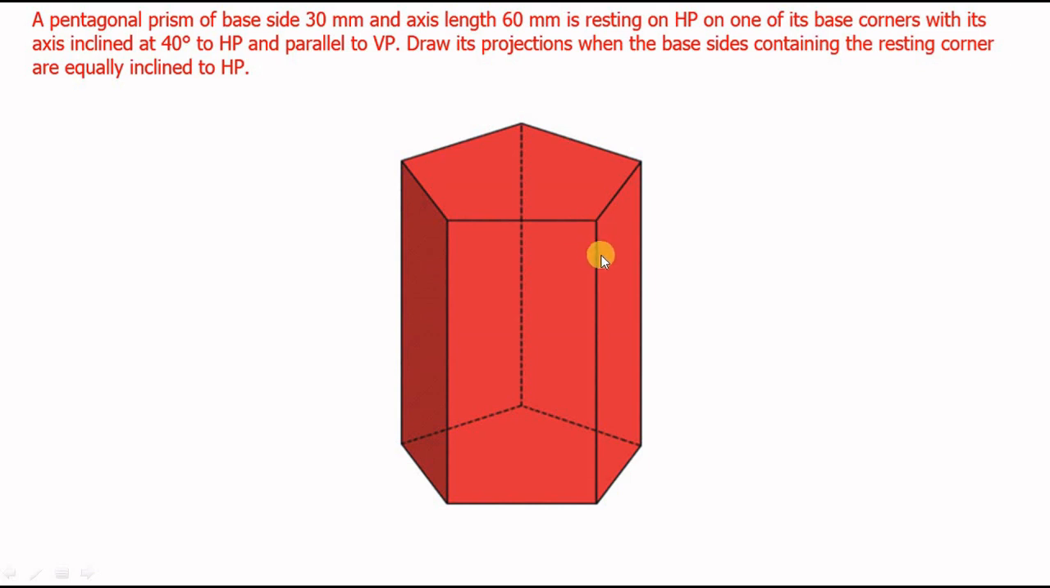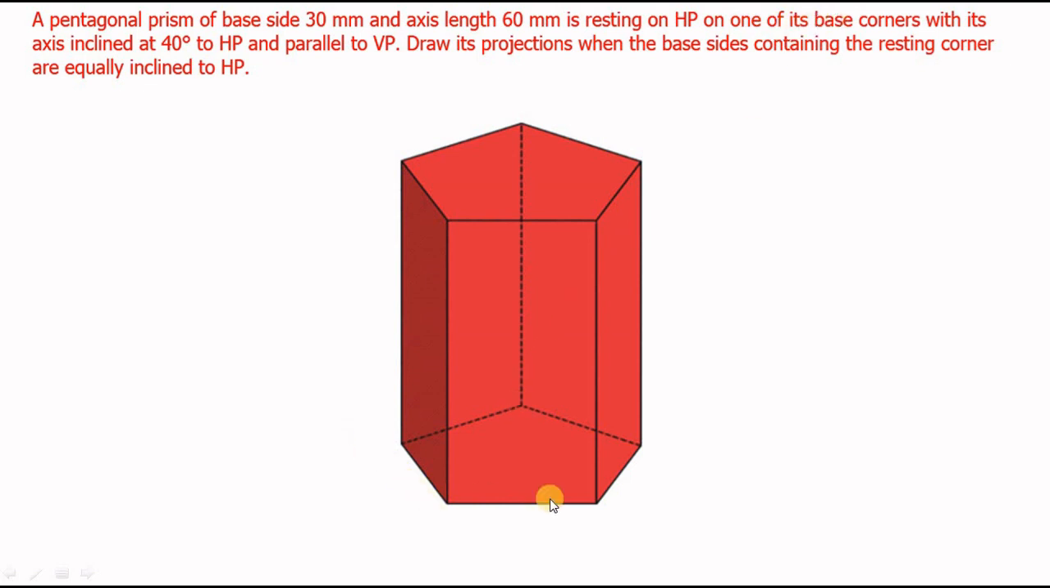The straight line that connects a base corner and a top face corner is called a longer edge. This is also an edge. This can be called a longer edge, and this face can be called a rectangular face. Clear? It is given that it is resting on HP on one of its base corners.